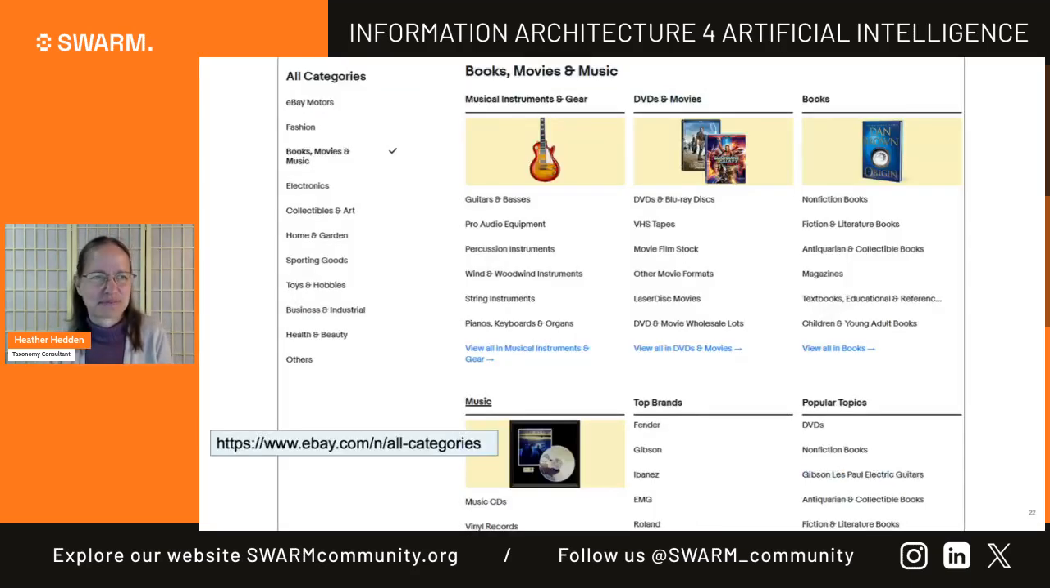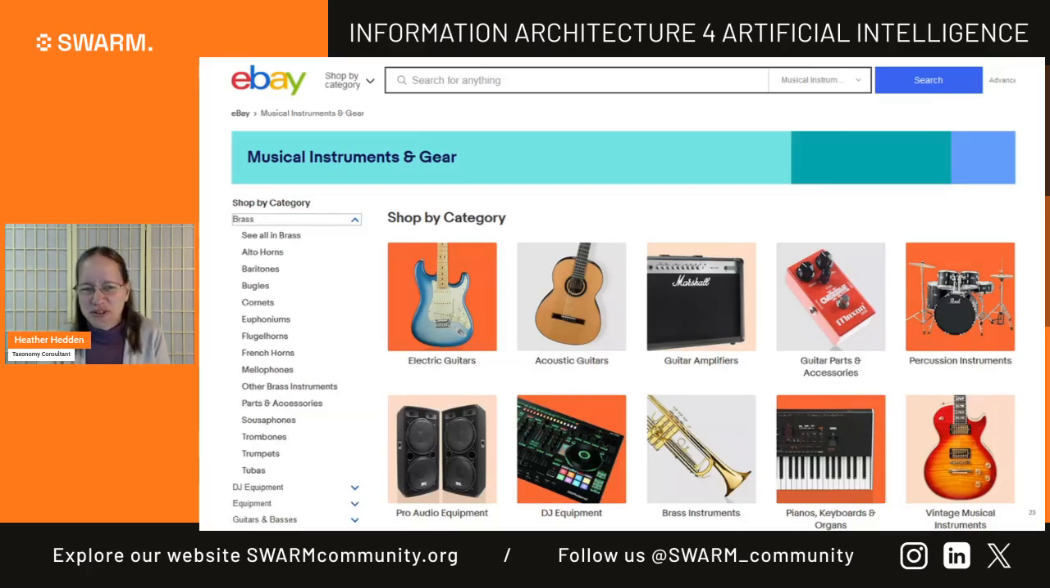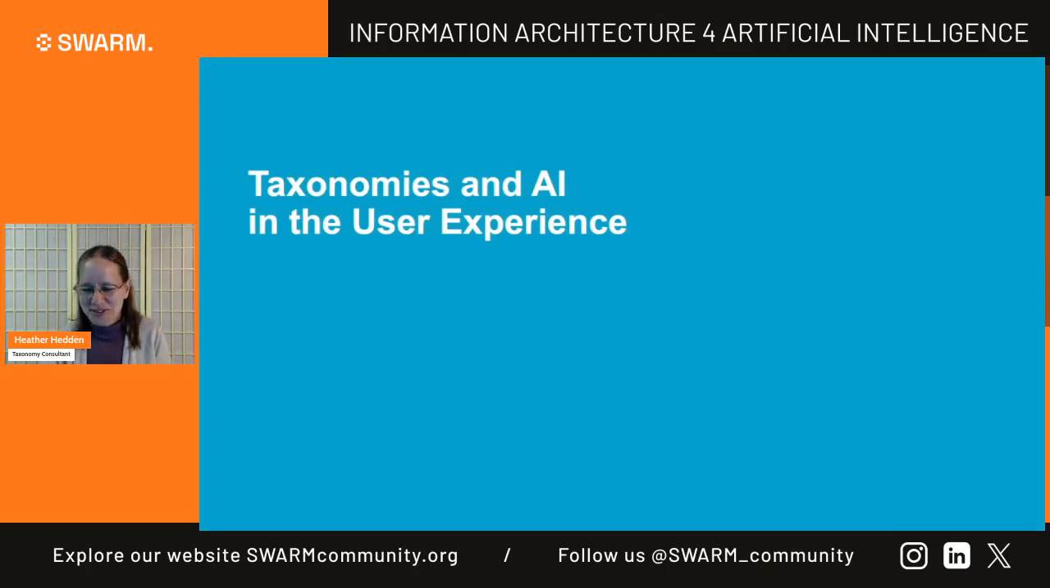through a hierarchy. And then this other example from eBay also has a kind of a mixture of different ways the user can browse through, selecting at the top all categories on the left, selecting books, movies, and music, and view all in musical instruments and gear. So then selecting musical instruments and gear as the next level. And then the next level gets up onto a whole other page and then has subcategories there. Then we can go to brass. And then we go to the next level of specific types of instruments and so forth. Okay.